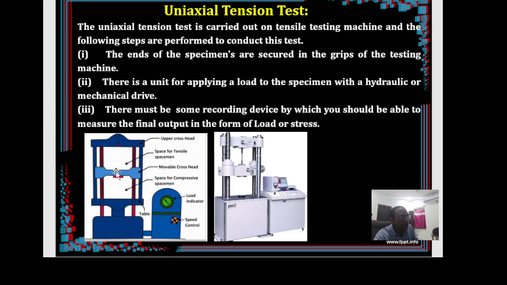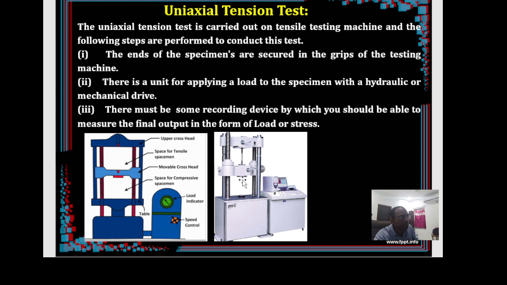And there are two crossheads, the upper crosshead and lower crosshead. One is a movable one, another one is an immovable one. Basically the specimen is inserted for the tensile test we are doing. The specimen is gripped in between the upper jaw and lower jaw. The upper jaw is usually fixed, and the lower jaw moves up and down. As a result, the load is applied. So if it goes down, usually tensile load is applied, right?